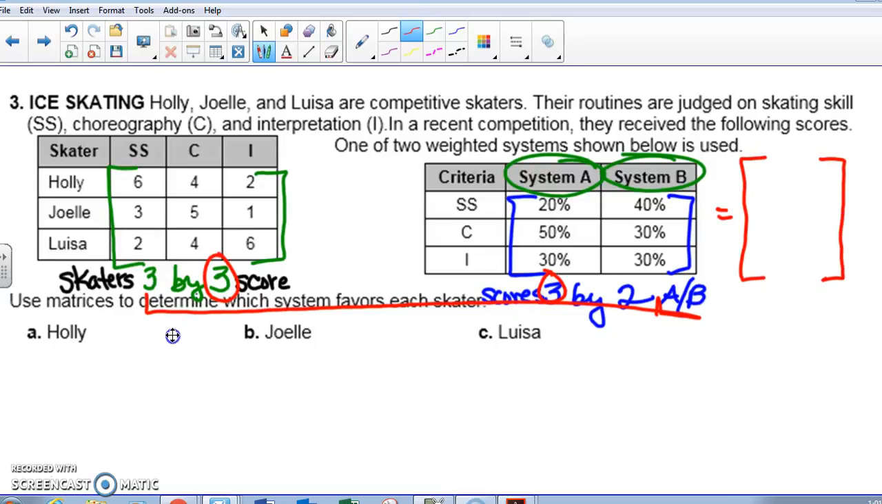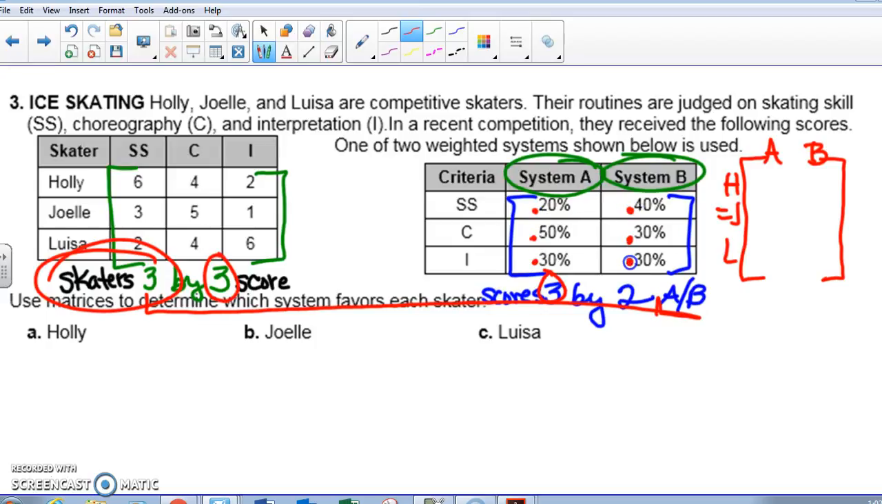What are the 3 going to represent though? The skaters. So we're going to have Holly, Joelle, and Luisa. And across the top, the 2 will represent their score if we used A or B. All right, we're going to put all this in a matrix A, which is going to be a 3 by 3. Then we're going to go in and edit and put this in matrix B. We are going to want to use decimals.